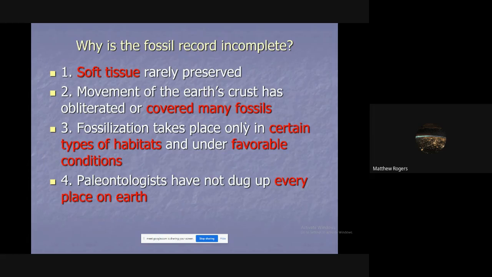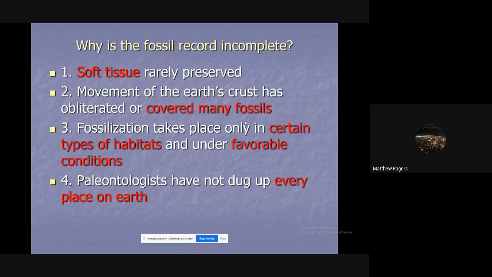First, soft tissue is rarely preserved. It's rare for us to find anything that's not bone or imprints. Two, we have covered up a lot of the fossils. It's rare for fossils to form anyways. And that's kind of number three. But a lot of the fossils are destroyed because of what's going on in the crust, or what's going on with plate tectonics or movement in local areas. So we don't have as many fossils as we probably would like or should.